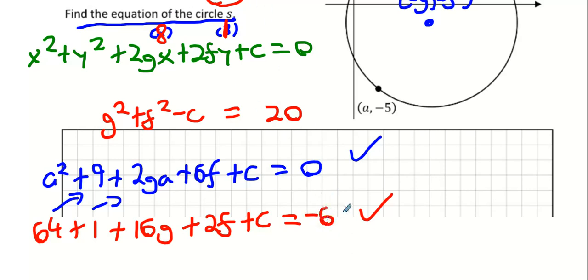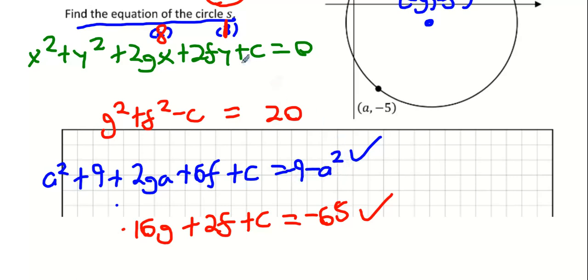Now, likewise, I think I'm going to do the same thing up here. See the 9 and the a squared? What will I do to that? Transfer it over the other side. So I get minus 9 minus a squared, right?